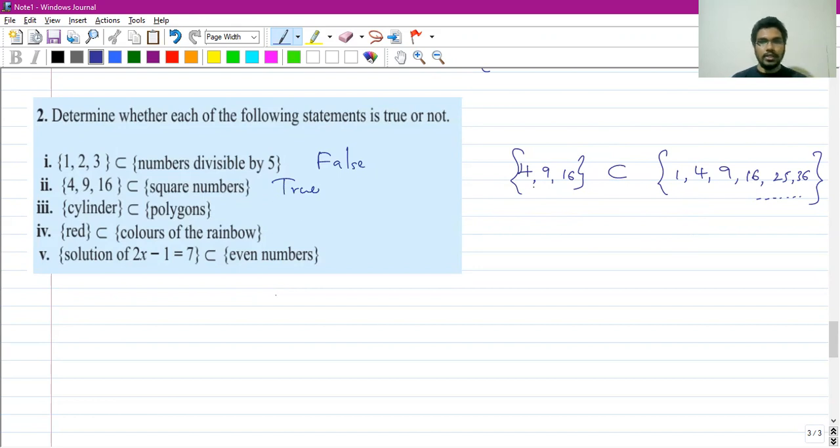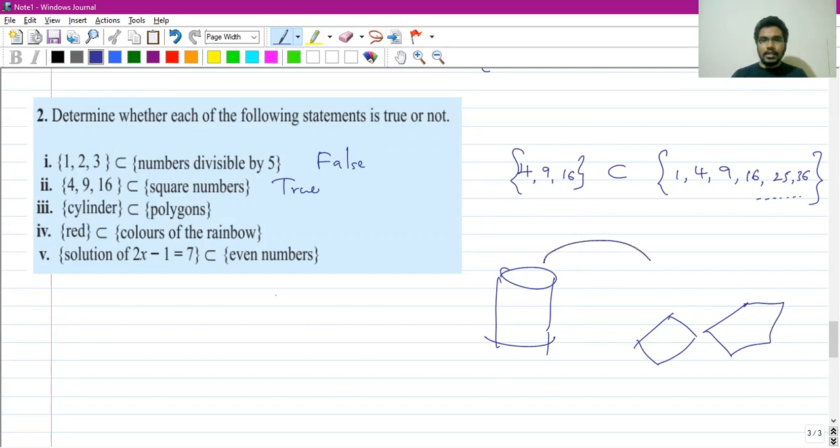Next one, cylinder, polygons. A cylinder is like this, but polygons means a plane figure. A cylinder is a solid, but polygons are plane figures. So we cannot say that the cylinder is a subset of the polygons. So this is false.